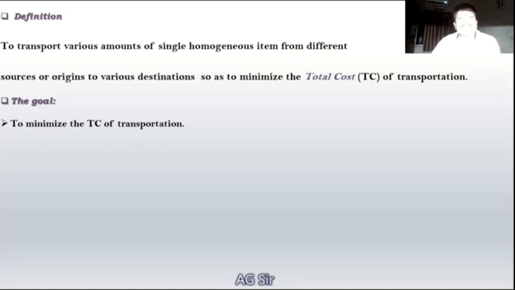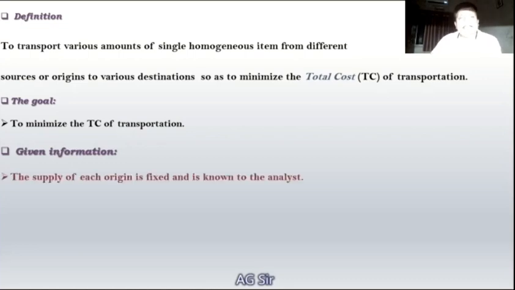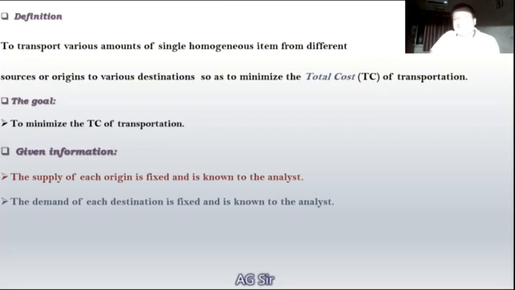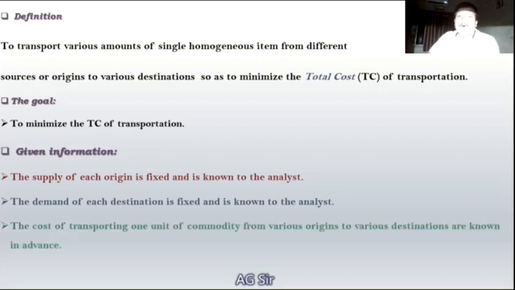Some information is given to us. We know what the supply of any origin is, and remember that number is also fixed. Similarly, we know what the demand of any destination is, and that number is also fixed. We also know the cost of transportation of one unit of item from any origin to any destination.